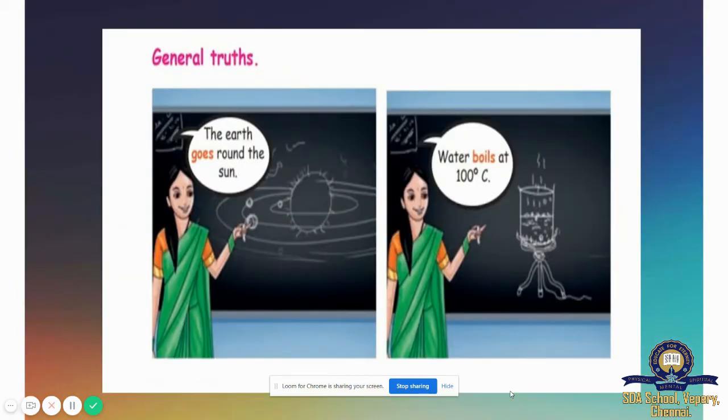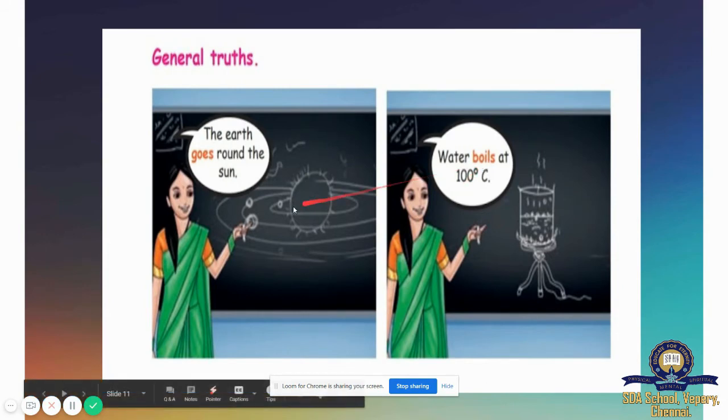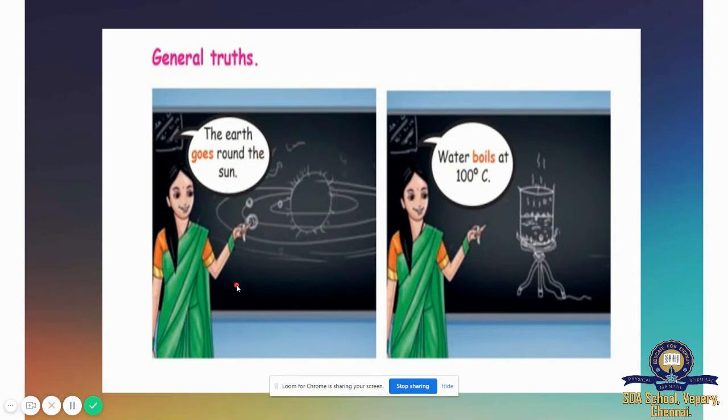Next is general truths. This information remains the same always. So what is the general truth? Information that remains the same always. Yes. So, the earth goes round the sun. So, it is a general truth. Here, where does the simple present tense lie? Yes, see, goes. So, goes is the present tense.